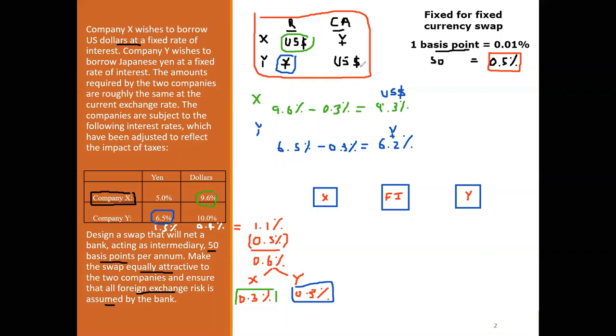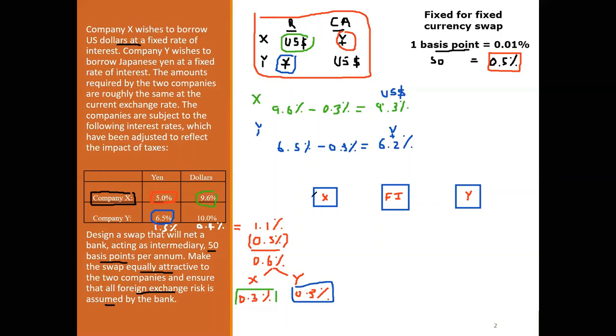Now X, we know, has a comparative advantage in the yen market. Since X has a comparative advantage in the yen market, what will X do? X would go and borrow from the yen market because it has a comparative advantage. It is more benefited, so it is better off in the yen market. So it will borrow from the yen market. If X goes to the yen market, the cost would be 5% on a yen borrowing.